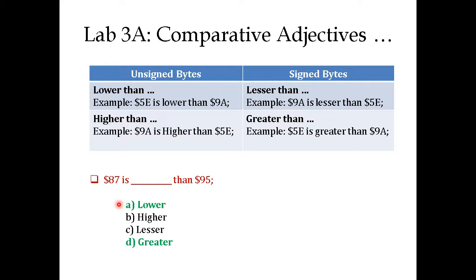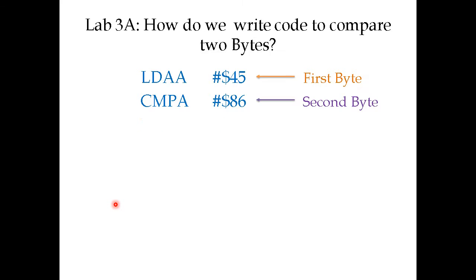Okay, so these are the comparative adjectives. And again, I'm sure that you will miss these quiz questions, but don't miss it too much because you will see it again in the pre-lab 3A, okay? So if you understand up to this point, let's try to write a couple of lines to compare the numbers. So far you probably have realized that all the comparison instructions do the subtraction, right? But they never save the answer.